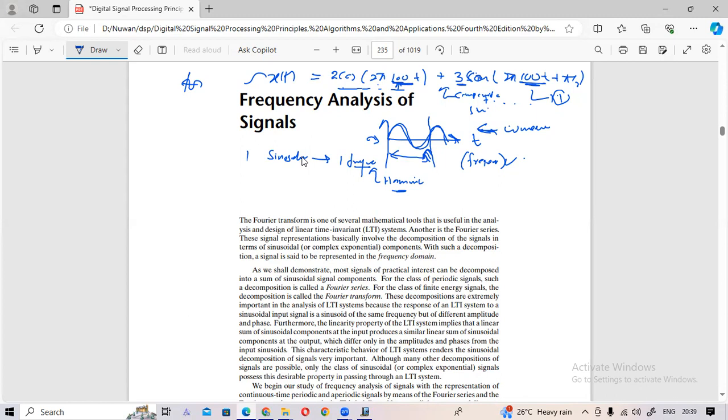But what happens if we have 100t, and also 200t? Now you can see that there are two frequency components. So it will not be a sinusoidal signal. It will be another signal. Only a sinusoidal signal will have only one frequency component.